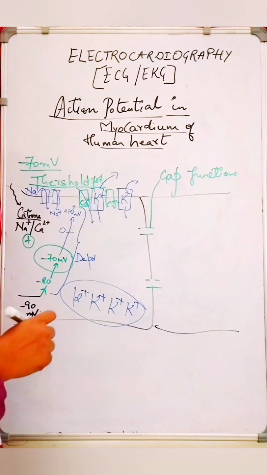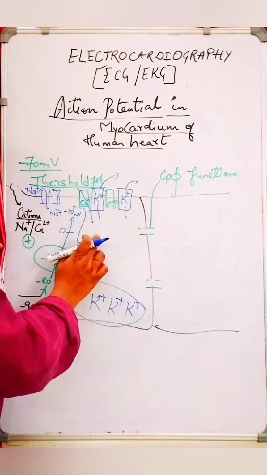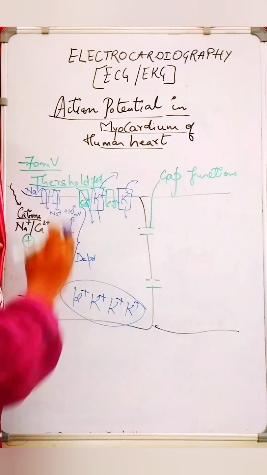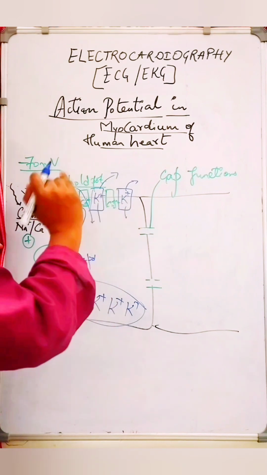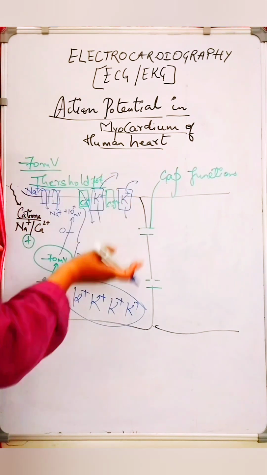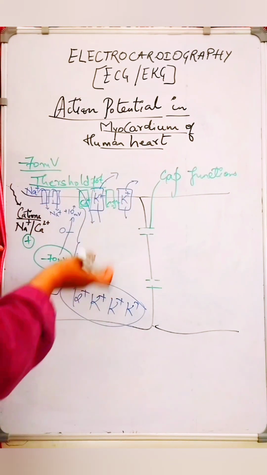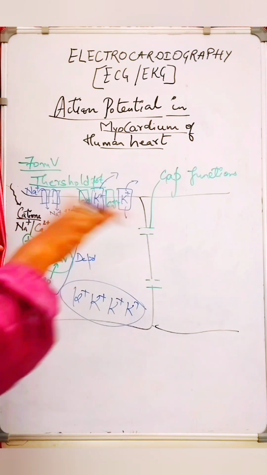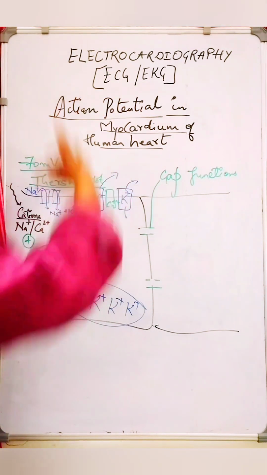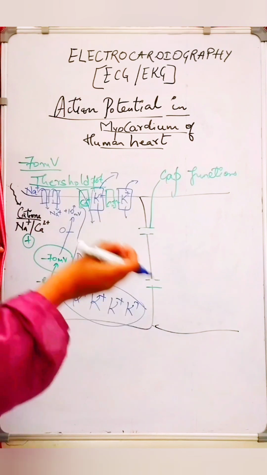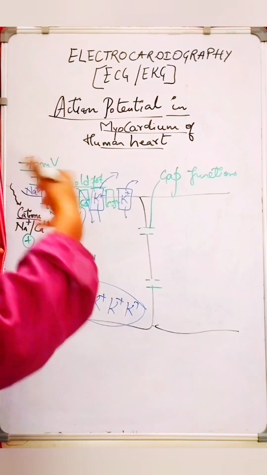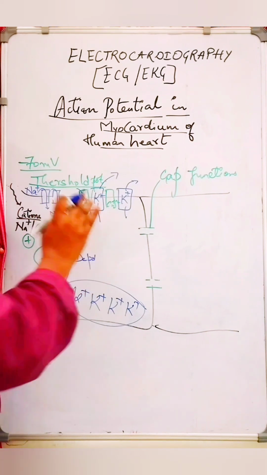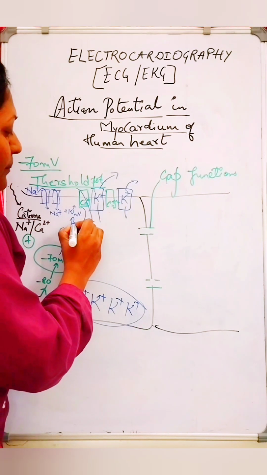Let me tell you, when calcium is coming in, potassium is also going out. So what actually is happening? The net voltage is balanced because whatever calcium is coming in is positive, and the potassium going out is also positive. Positive is going out, positive is coming in, so the charges are not becoming more or less. This is getting balanced.